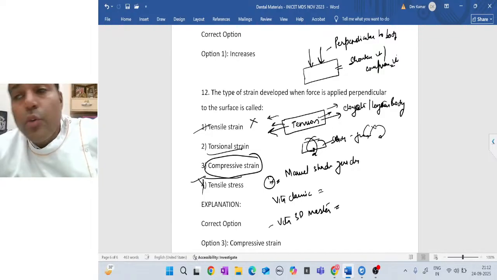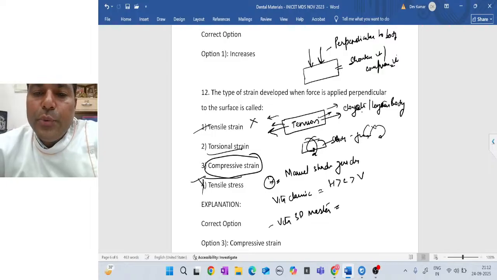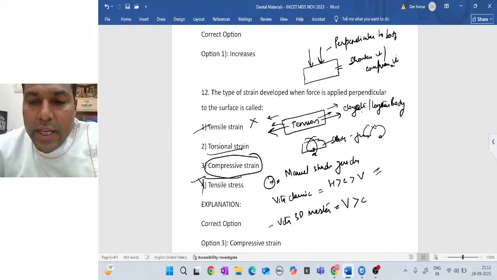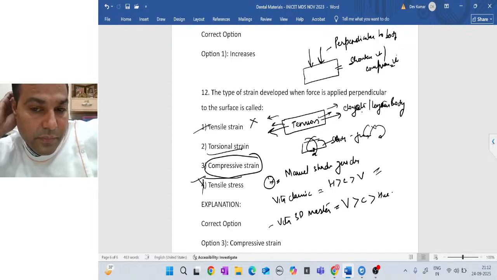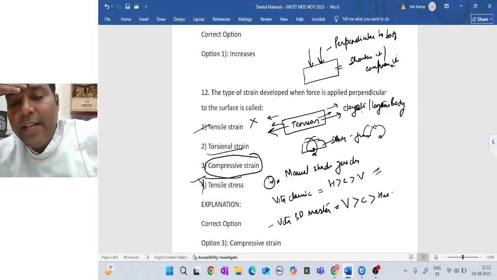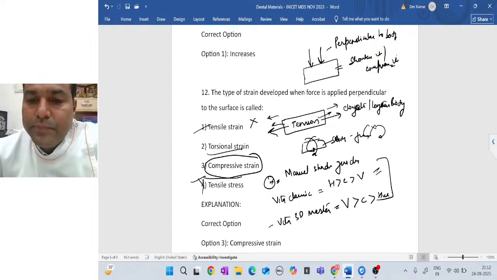INICET will have one question on shade guides, remember this. In Vita Classic, the rule is we take first hue, then chroma and then value. In 3D Master, we take first value, then chroma and last hue. Remember this. So you should know the order.